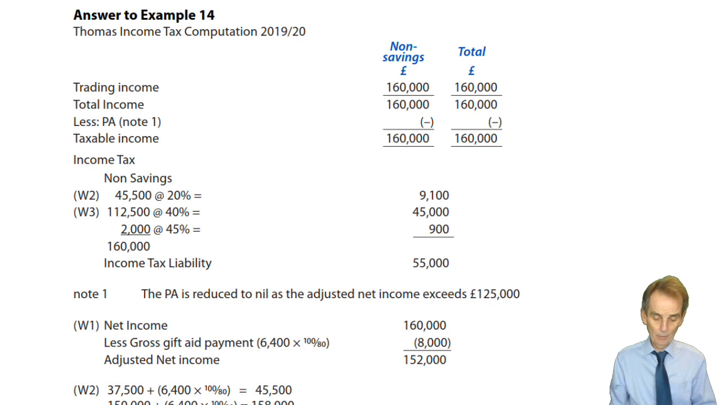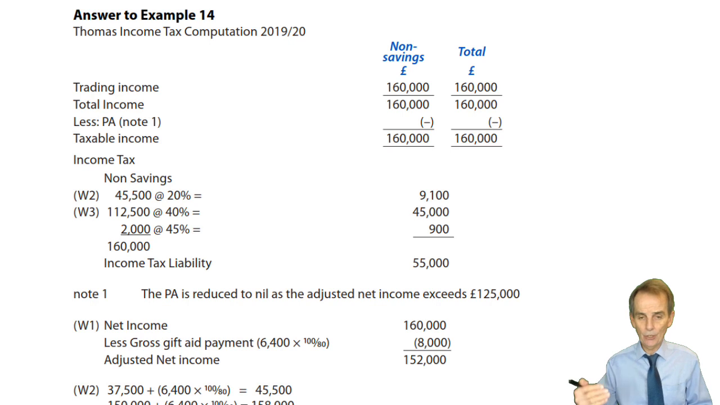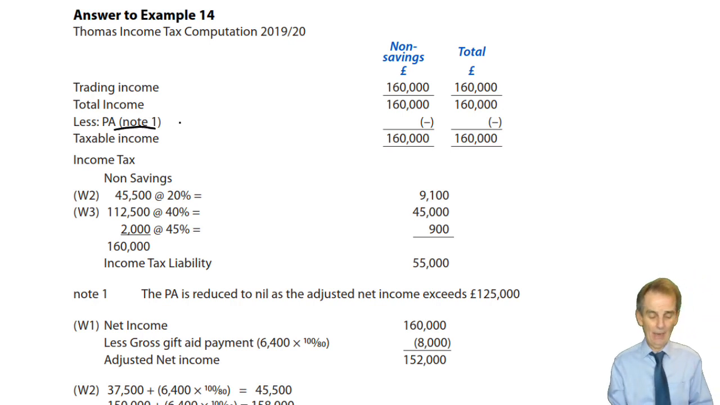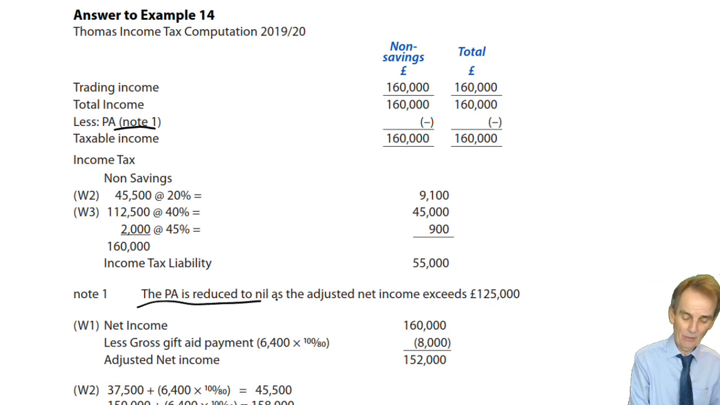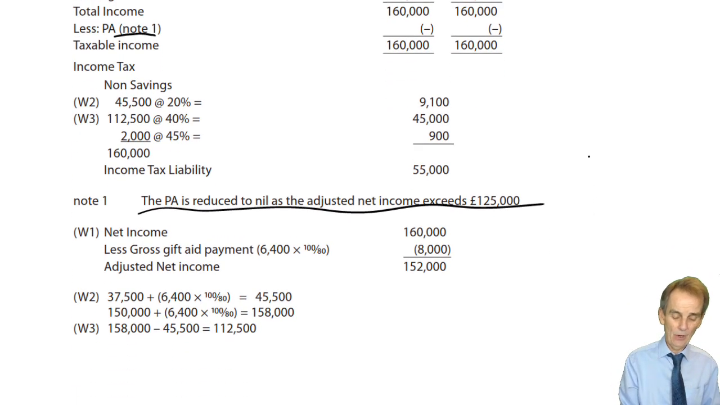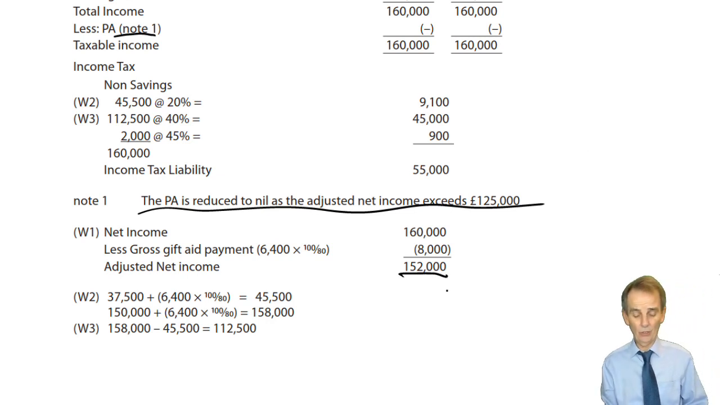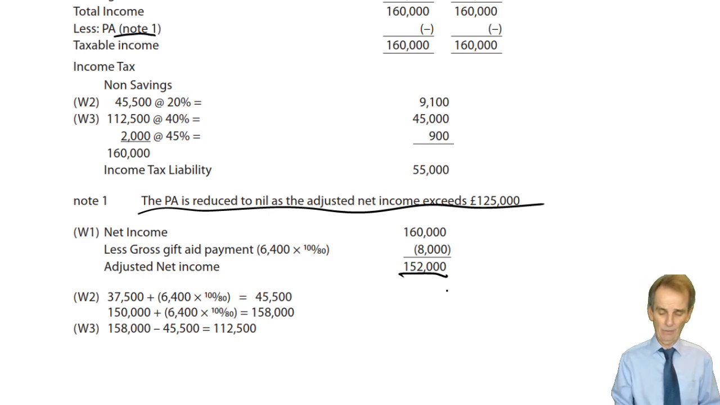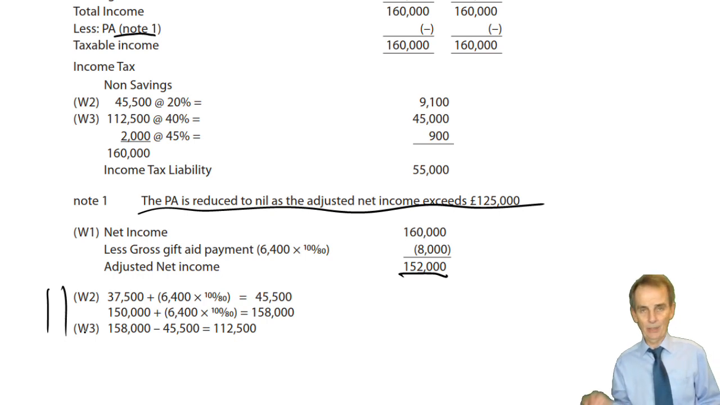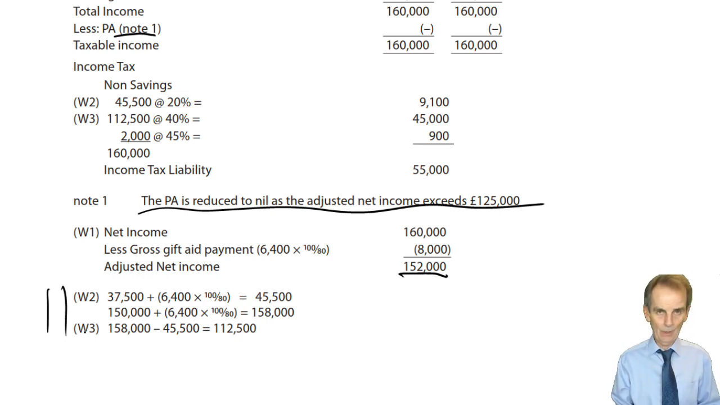Okay, well, hopefully no problems there, given the introduction we had to it. The trading income, non-savings, is the total income, the net income, and also the taxable income. Again, note 1 in relation to the personal allowance showed us that it had been reduced to nil as the adjusted net income exceeded 125,000. What was our adjusted net income? As we had already determined, 152, well in excess of 125, so there's no personal allowance.